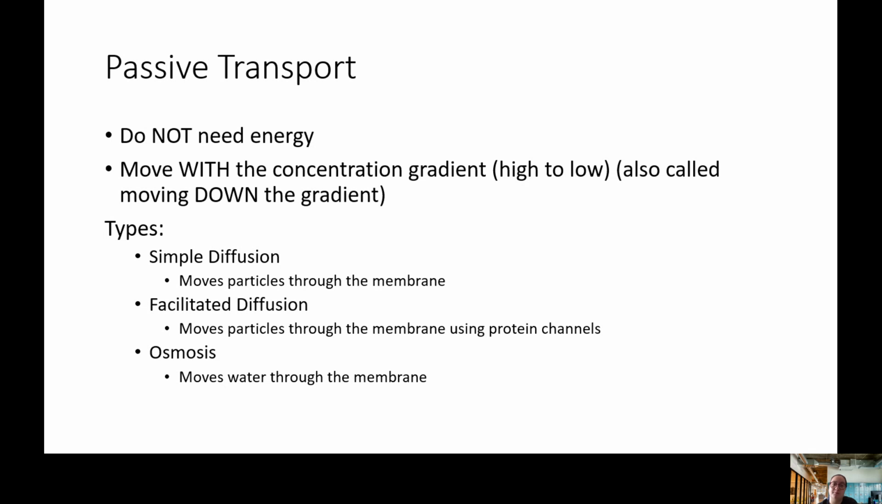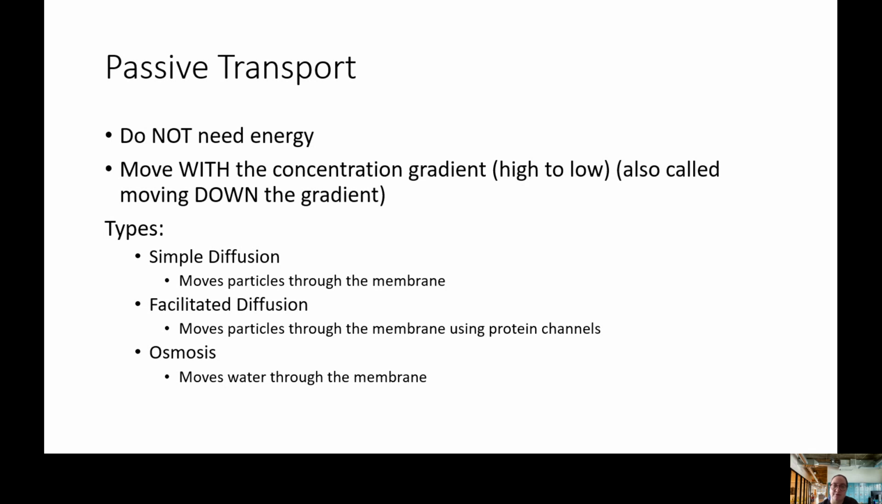Simple diffusion moves particles just through the membrane, simply from high concentration areas to low concentration areas. So if there's a lot inside, it takes them outside. If there's a lot outside, it takes them inside. It just moves simply through that phospholipid bilayer.